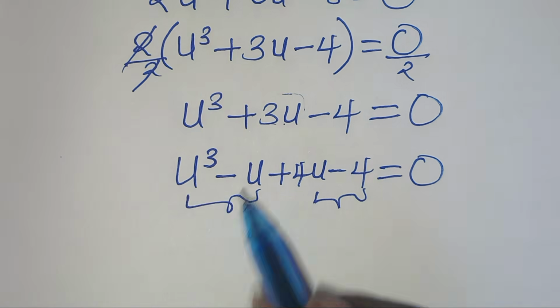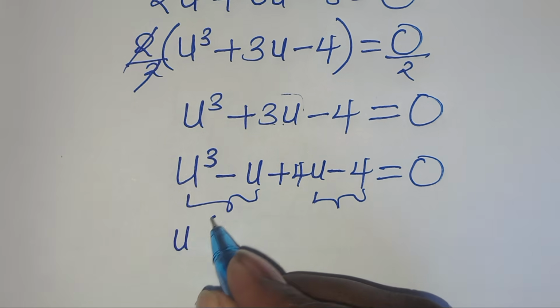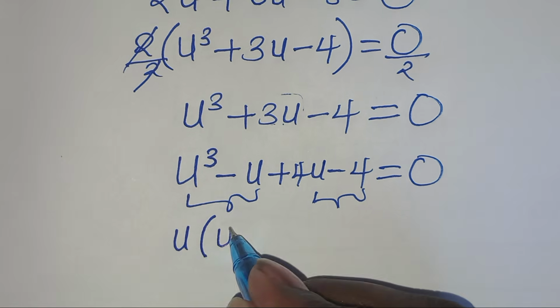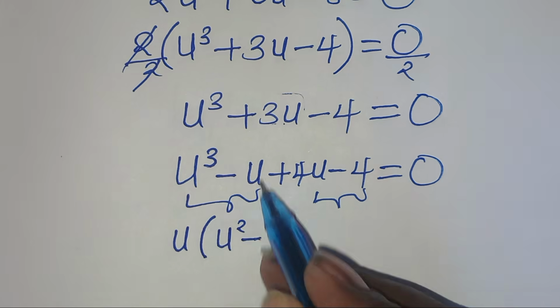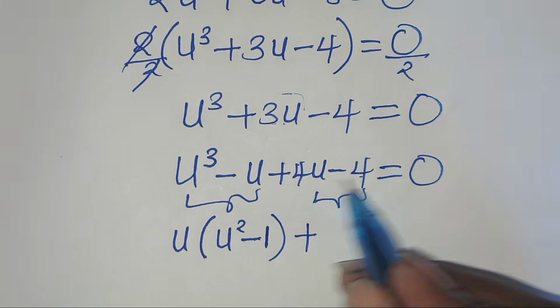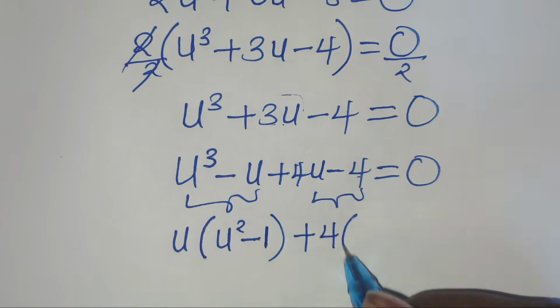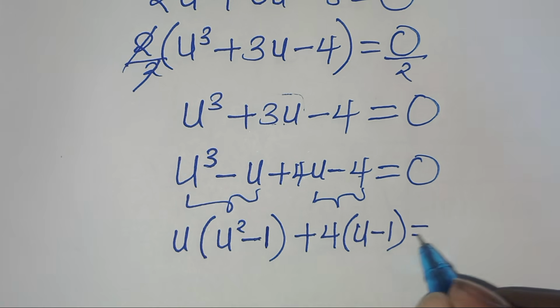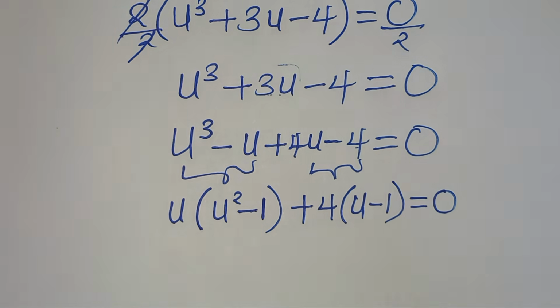Now, we have got two parts here. From the first part, u is common. Let's factor out u, so that u to the power of 3 divided by u is u squared minus 1, then plus 4 is common here. Let's factor out 4, so that we have u subtract 1. This is equal to 0.